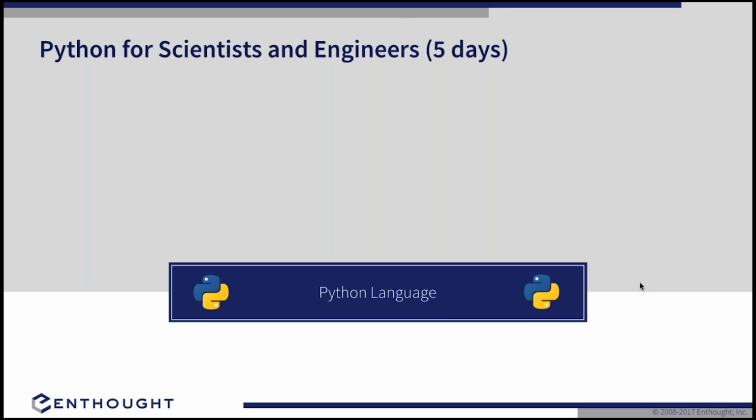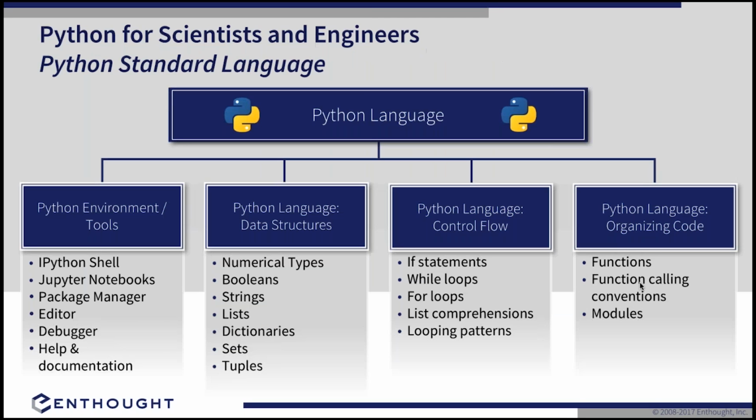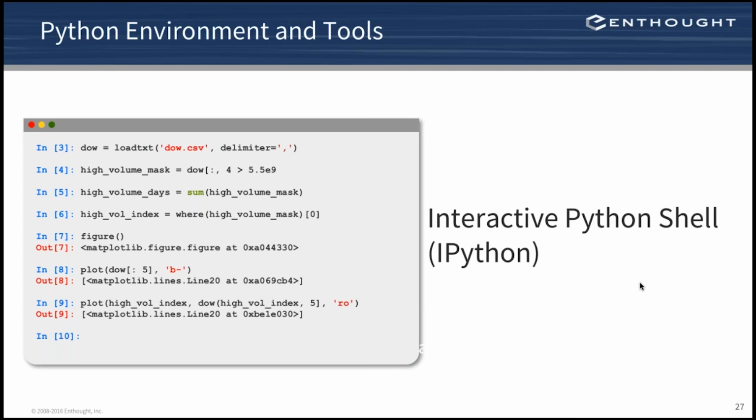All right, let's look at the modules one by one. So the first one is the Python language, and it has 4 units: the tools, the data structures, control flow, and organizing code. And really, data structures and control flow are the heart of any programming language. So let's talk about the tools first.